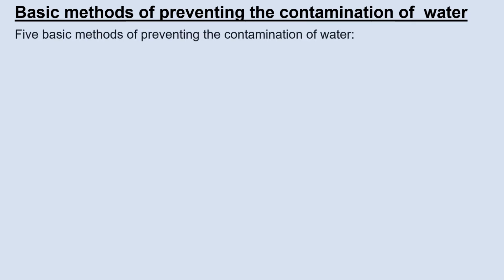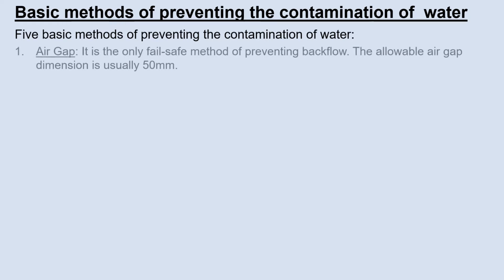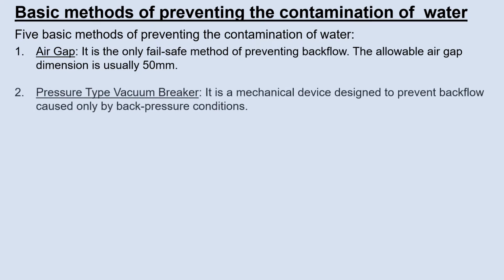Basic methods of preventing the contamination of water. There are five basic methods of preventing the contamination of water. Number one, air gap. It is the only fail-safe method of preventing backflow. The allowable air gap dimension is usually 50 mm. Second one is pressure type vacuum breaker. It is a mechanical device designed to prevent backflow caused only by back pressure conditions.